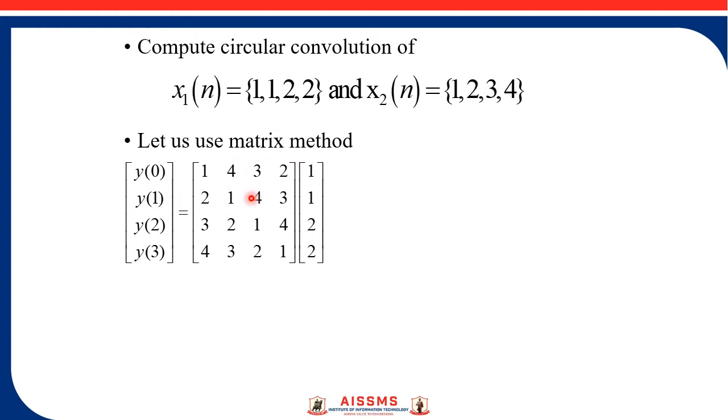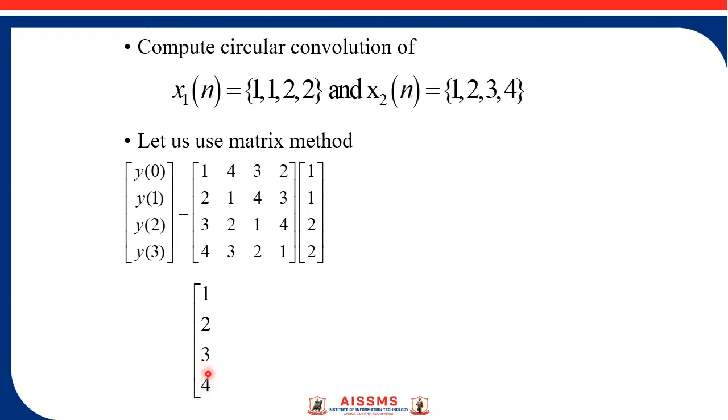Now for the matrix method, I have taken one sequence 1, 2, 3, 4. I have written it vertically, which is x2(n), and for the other sequence x1(n), its vector I have written in the matrix form, 1, 1, 2, 2. Now how to complete this matrix? This matrix is an n by n matrix. That means right now it will be a 4 by 4 matrix. So how to form this matrix? First of all, I have written 1, 2, 3, 4.